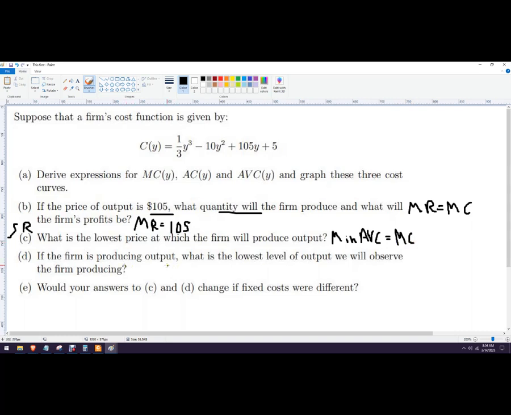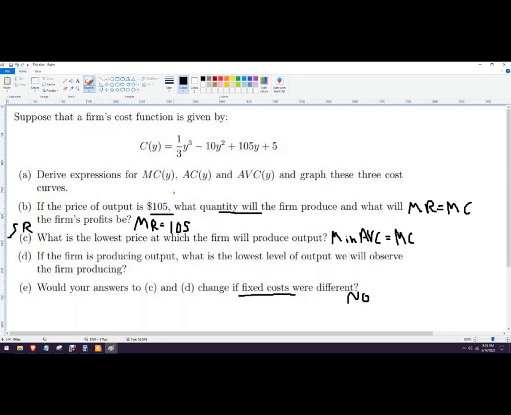If the firm is producing output, what is the lowest level of output? This is the quantity at the shutdown price. And then, how will your fixed costs change things? Fixed costs aren't going to change production quantities, but they can change the shutdown price, whether or not we're going to produce at a loss. So you would say yes, if the fixed costs rise, it can cause the firm to shut down or even exit the market in the short run. I suppose now that I'm saying that, fixed costs wouldn't change the short run, they only change the long run. So really the answer would be no on that one.